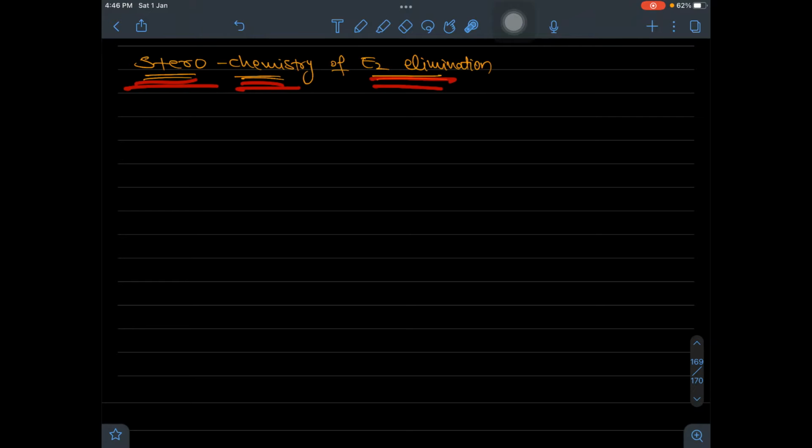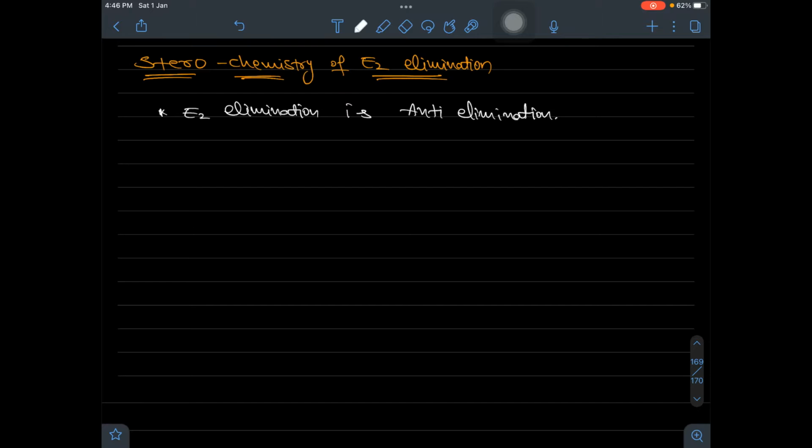Stereochemistry of E2 elimination. E2 elimination is an anti-elimination reaction. Why it is an anti-elimination reaction: even though it could go for syn elimination, it takes place only by anti. The reason follows.